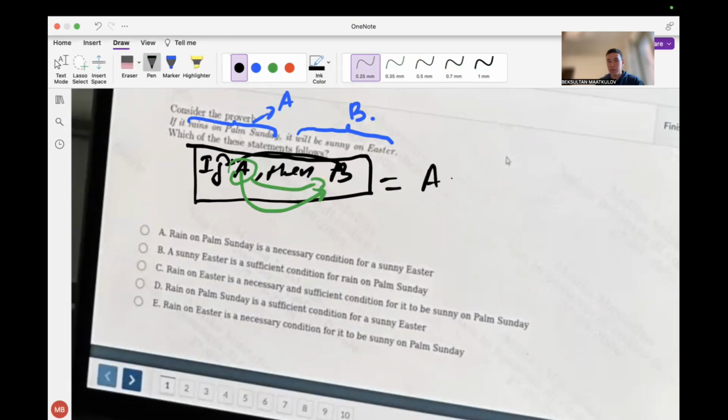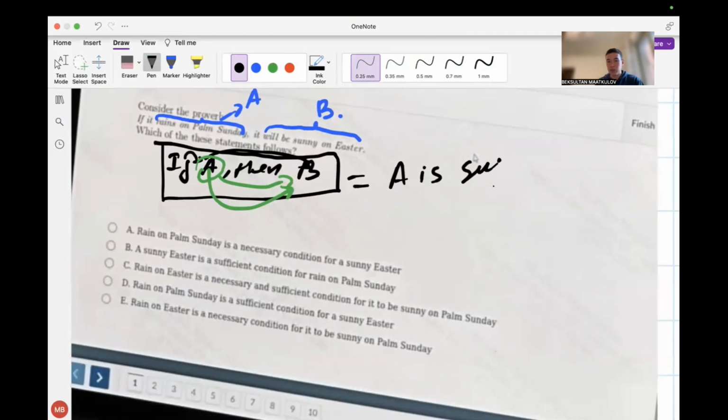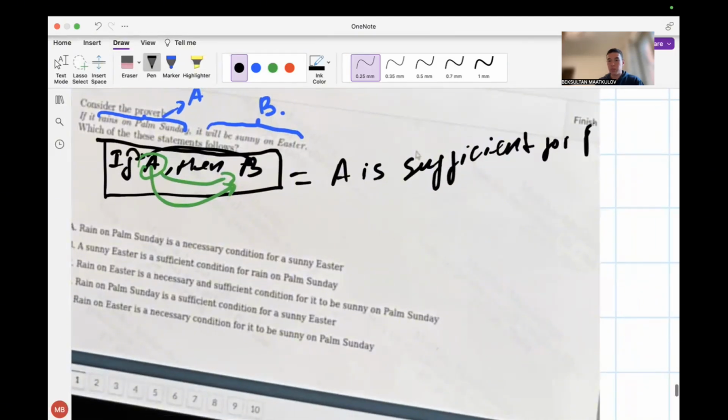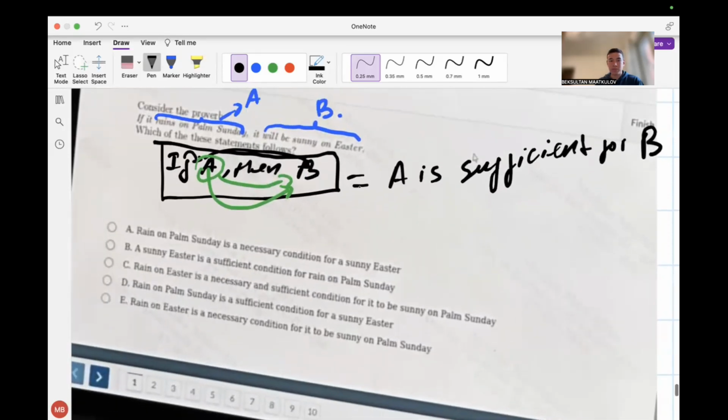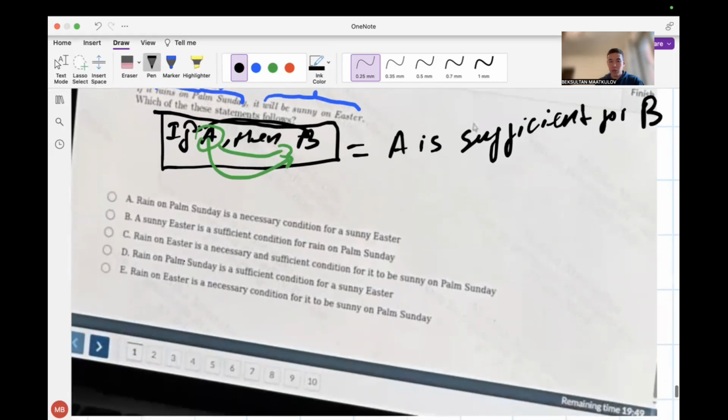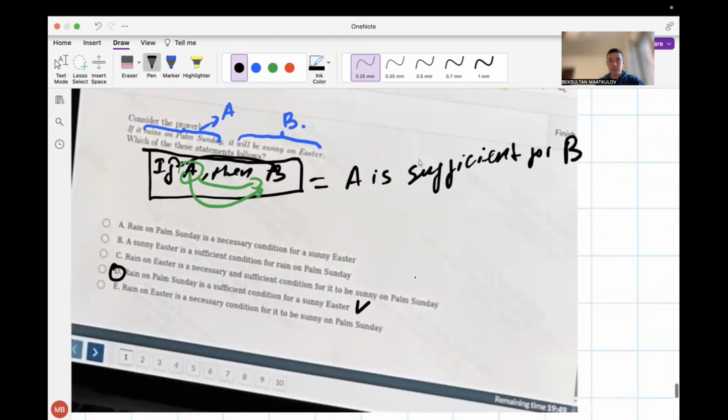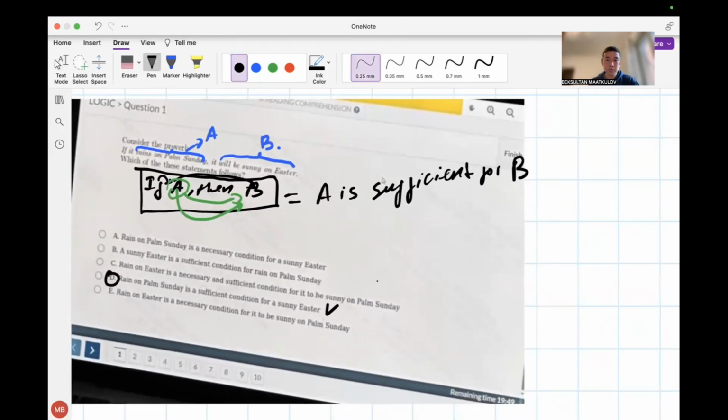This is the same as A is sufficient for B. And again, you can replace back. Instead of A, you could write raining on Palm Sunday is sufficient for sunny Easter. And which is D, rain on Palm Sunday is a sufficient condition for sunny Easter. Okay, we can go to the next problem.